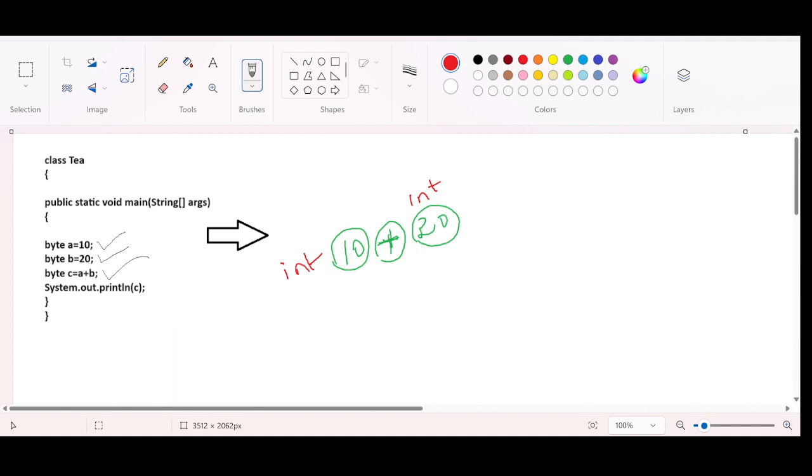That's why we are getting this error. So by default, if you want to perform any mathematical operation, it is our duty to ensure that we are assigning these values to the integer data type, not any other data type like byte or short. Making sense? Okay, sir. If that is the case, can I do it like this?